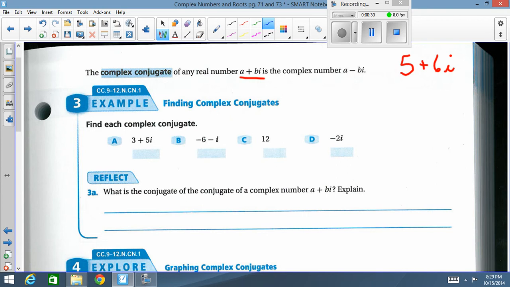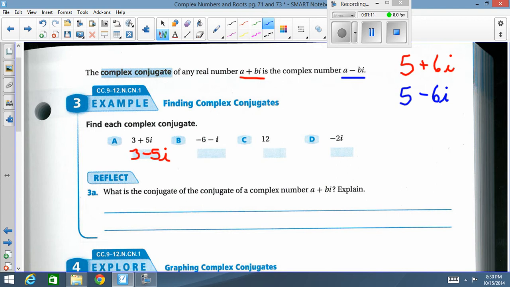The conjugate of that number is basically the same real component, so I'm not changing the sign of the 5, but we are going to change the sign of the imaginary component. So I do not change the sign of the real component, I change the sign of the imaginary component. So in our first example here, 3 plus 5i, the complex conjugate is going to be 3 minus 5i. Don't change the sign of the real component, change the sign of the imaginary component.